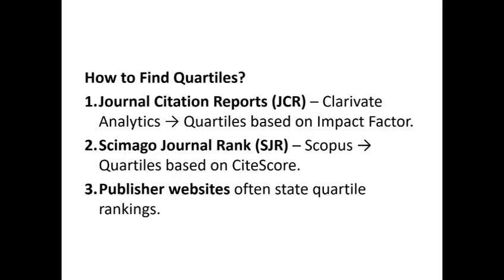In order to find the quartiles, Q1, Q2, Q3, you can use Journal Citation Reports, or Clarivate Analytics. Based upon that, the impact factor can be found out, and from the impact factor, the quartiles can be detected. And also, you may have heard of the SCImago Journal Rank. That is Scopus based, upon the CiteScore. We can get the quartiles from it, and the publisher's website will also give the quartiles.